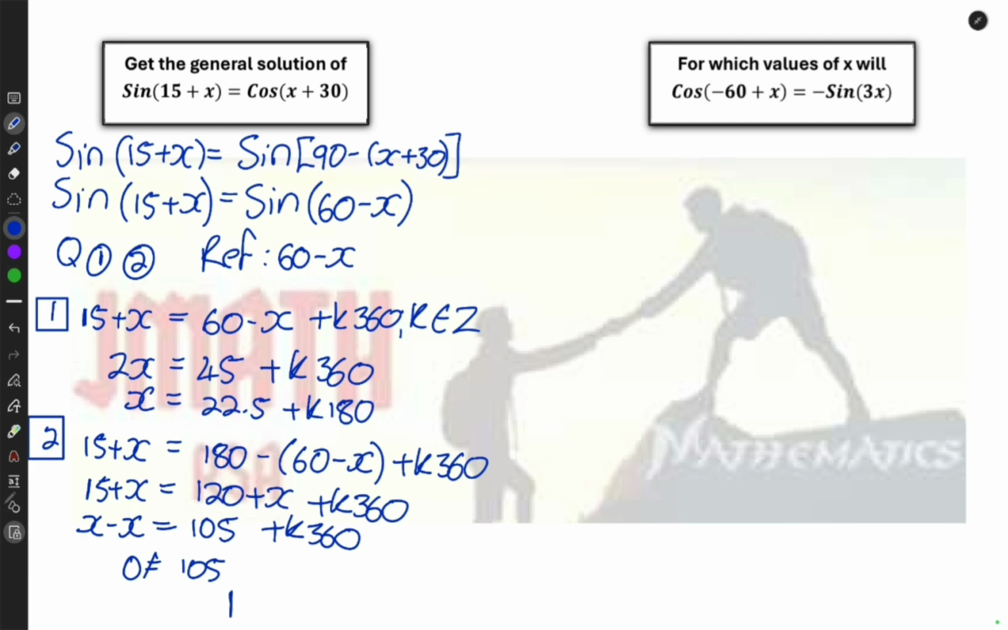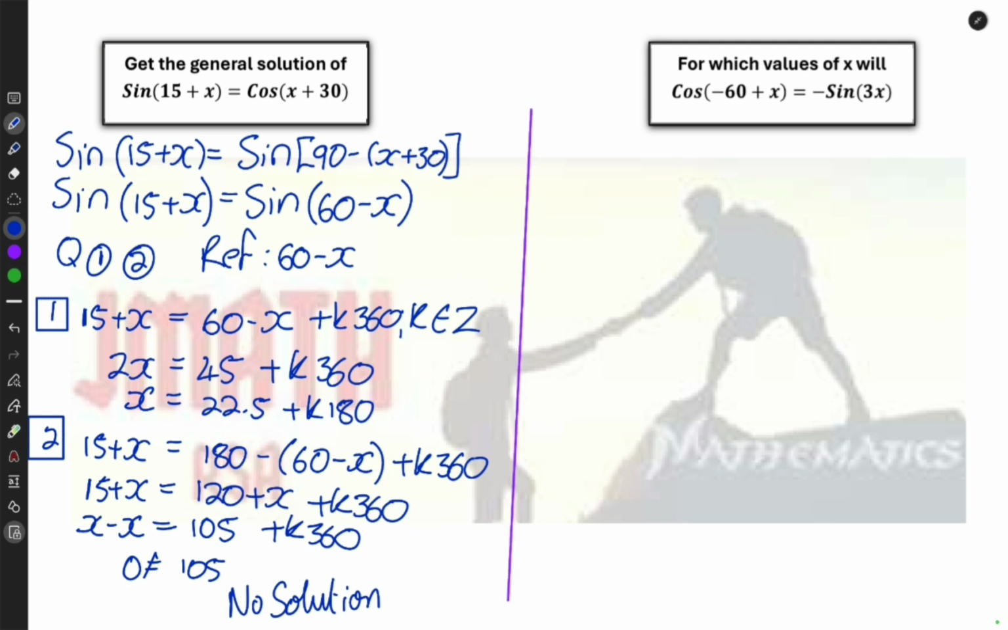So therefore, no solution. If that happens and you lose your x, it's fine. Just write no solution. And in this case, only quadrant 1 exists where those two expressions that I have equal to each other at the very start, they only intersect in quadrant 1. And that's why the answer for quadrant 2 does not exist.